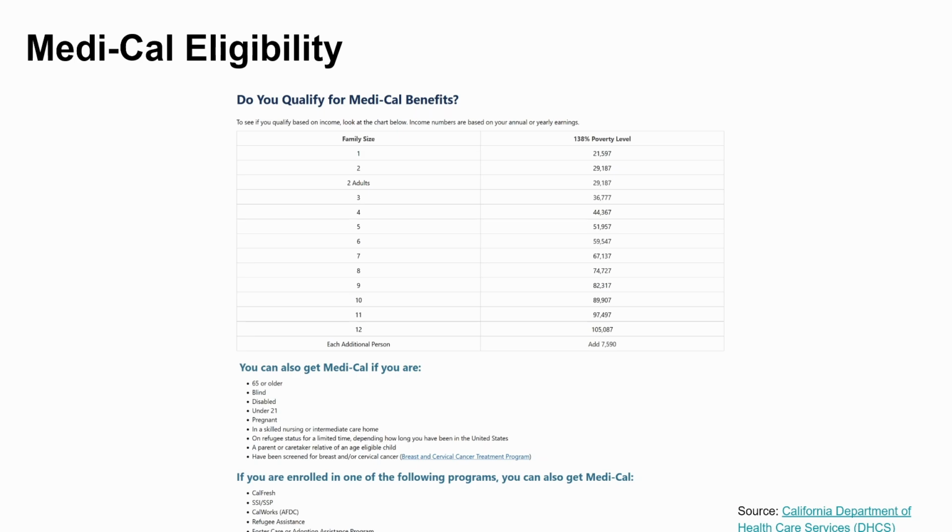Also, if you're under 21, you can qualify for Medi-Cal, but I believe it's also income dependent. Some pregnant people qualify for Medi-Cal. If you're in a skilled nursing facility or intermediate care home, on a refugee status, are a parent or caretaker of an eligible child, or if you have certain medical conditions such as breast or cervical cancer. Actually, I don't know too much about that program, but it's called the Breast and Cervical Cancer Treatment Program.